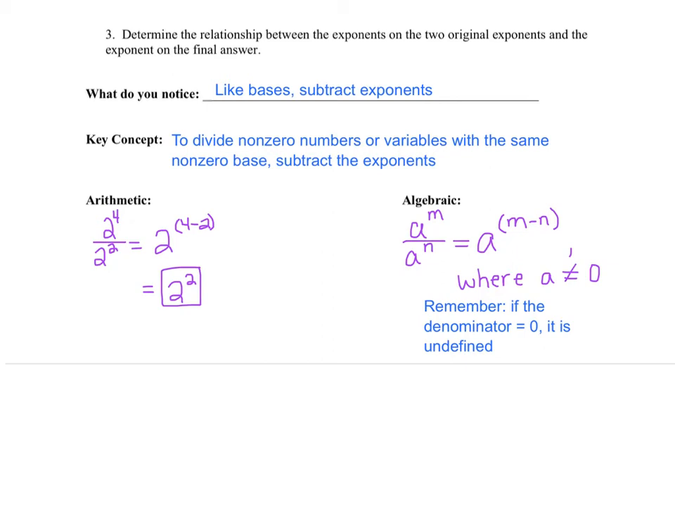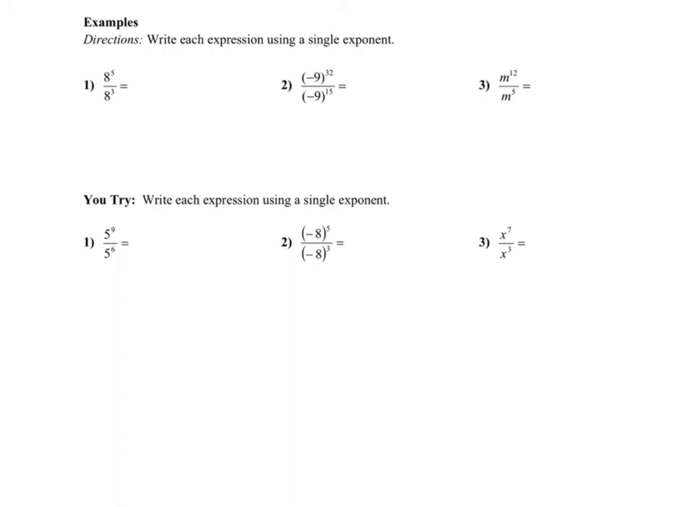So now let's do some examples together. So let's read the directions. It states, write each expression using a single exponent. So the directions want it in a single exponent form. You do not need to evaluate it. So we have 8 to the 5th power divided by 8 to the 3rd power. So we have like bases here. So we're going to rewrite 8 and then just subtract our exponents. 5 minus 3. Therefore, 5 minus 3 equals 2. So my answer is 8 to the 2nd power.